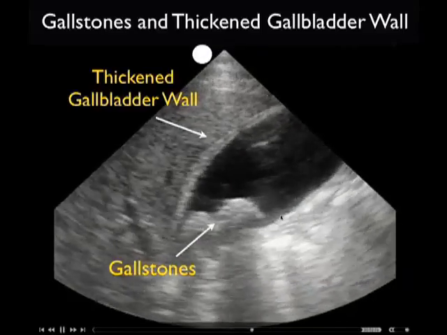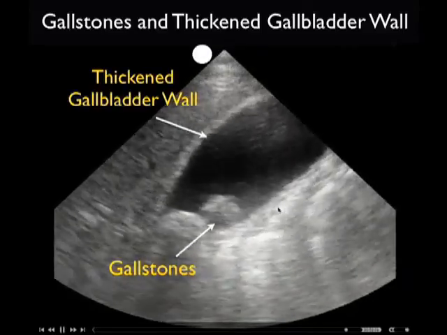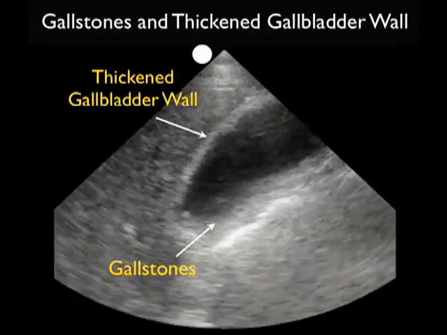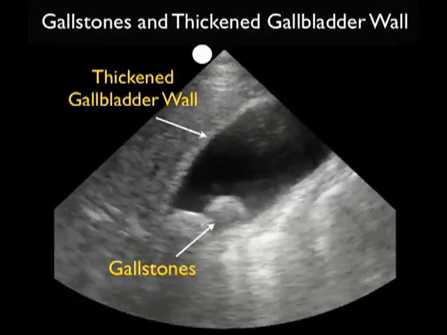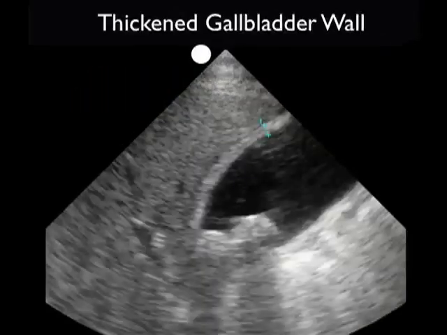Now, here I'm just indicating the posterior wall of the gallbladder, and notice that it's difficult to measure the posterior wall due to an artifact known as posterior acoustic enhancement. The sound waves race through the gallbladder, making it difficult to measure that posterior wall as it lights up.